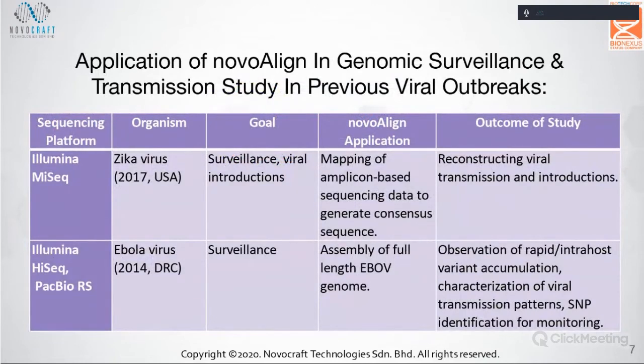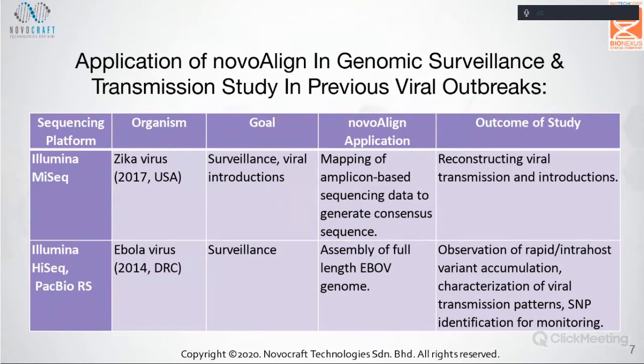Our tools have been used in previous virus outbreaks such as Zika virus and also Ebola virus, using novoWorx to perform the disease surveillance and transmission study. The outcome of this study include the reconstruction of viral transmission and also SNP identification.